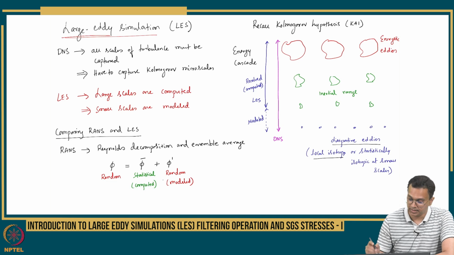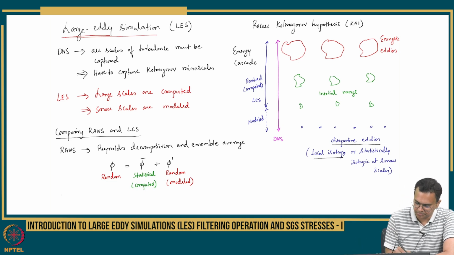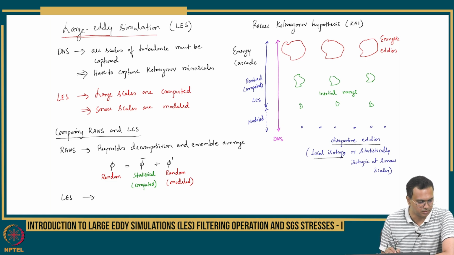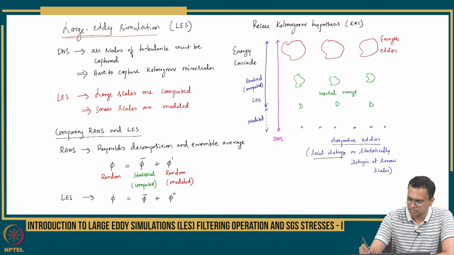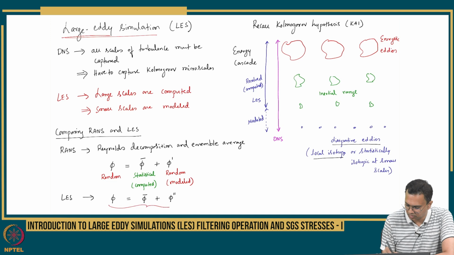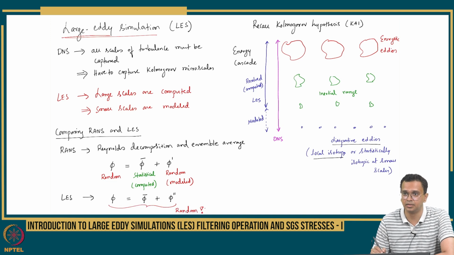In LES this is slightly different. If I have the same components, let's say phi, I write this as phi bar plus phi double prime. I'm going to use double prime here, and it has a different meaning. Here all three components are random. Why? Then what is the meaning of phi bar here?